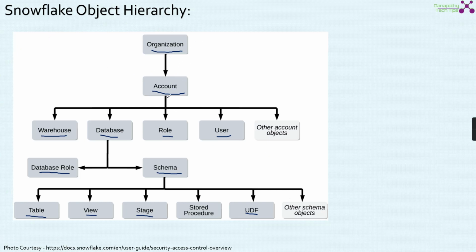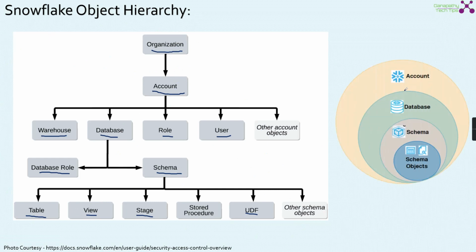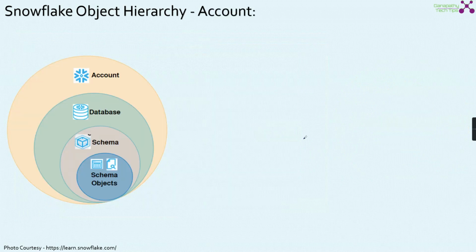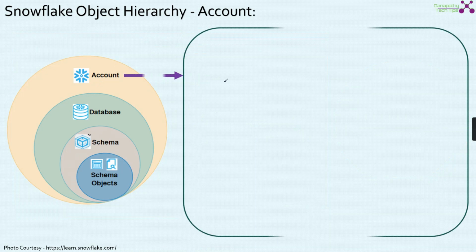So it starts with organization, account, and then database, schema, and within the schema we will have varieties of objects. This is represented in this way as well, as a form of concentric circles. The bottommost circle is the schema objects, which is contained within the schema, that is contained within the database, that is contained within the account. Now moving on, we are going to discuss each of these in a detailed manner: account, database, schema and schema objects.